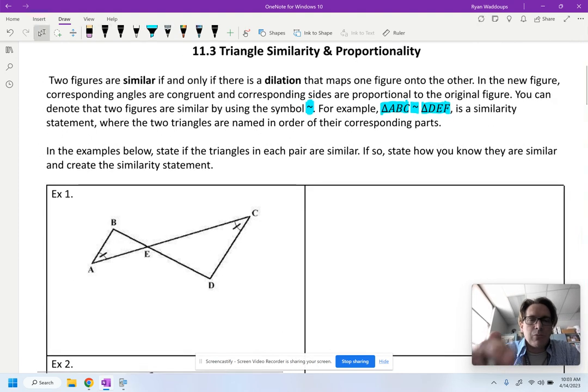So you might remember from your studies how to prove congruent triangles. Well, to prove triangles are similar, you only need to show that two corresponding pairs of their angles are congruent. The third would then be congruent by default, but you only need to show that two angles are congruent.